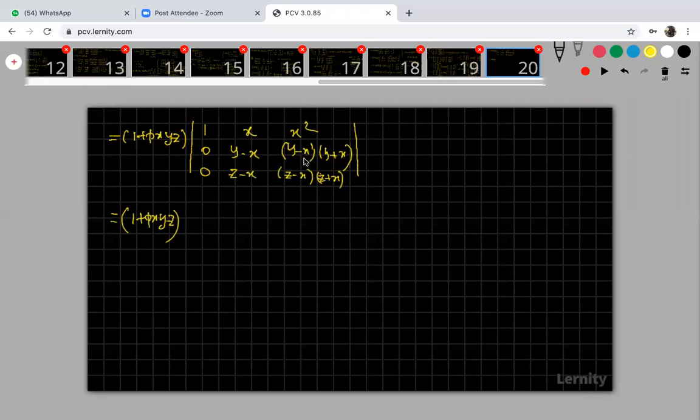Look at that, here y minus x, here also y minus x. Here also you consider 0 into y minus x. You take y minus x commonly from the second row and z minus x commonly from the third row. Okay, what is the remaining? Here 1, 0, 0. Here x, 1, 1. Here x square, y plus x, z plus x.